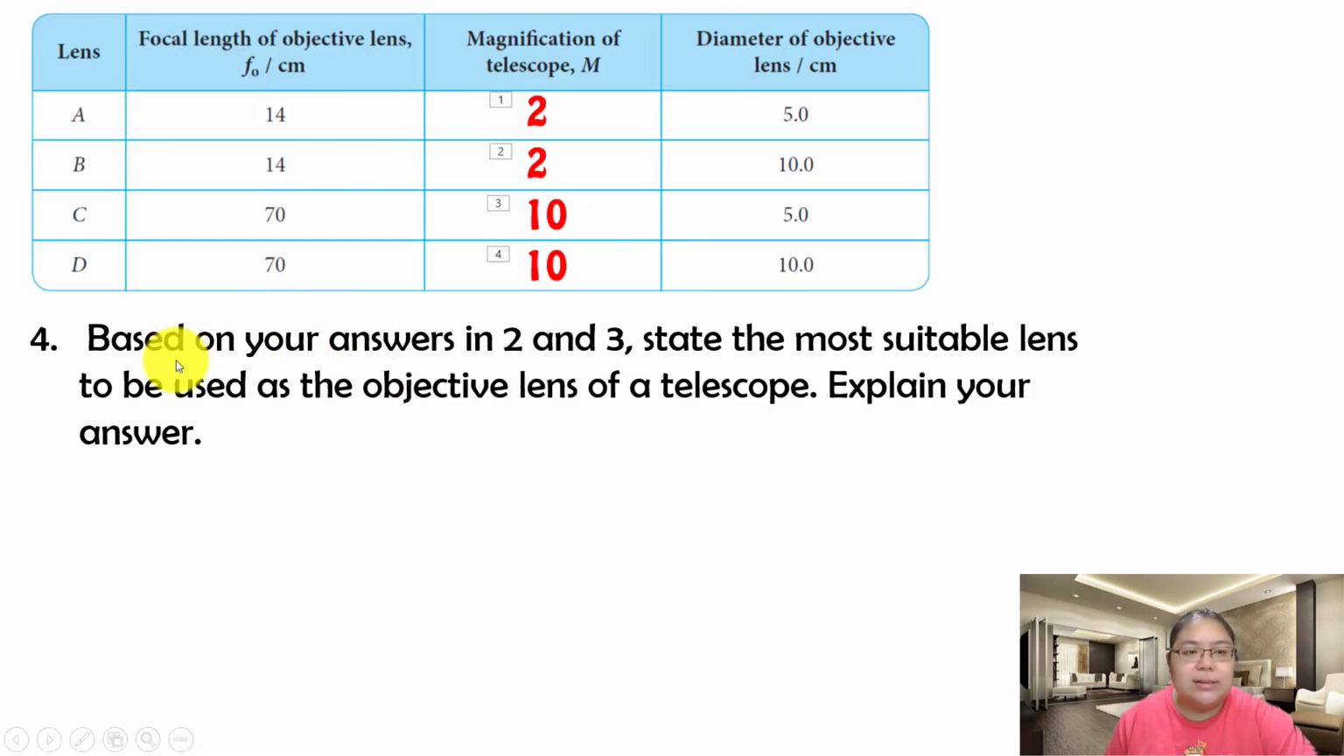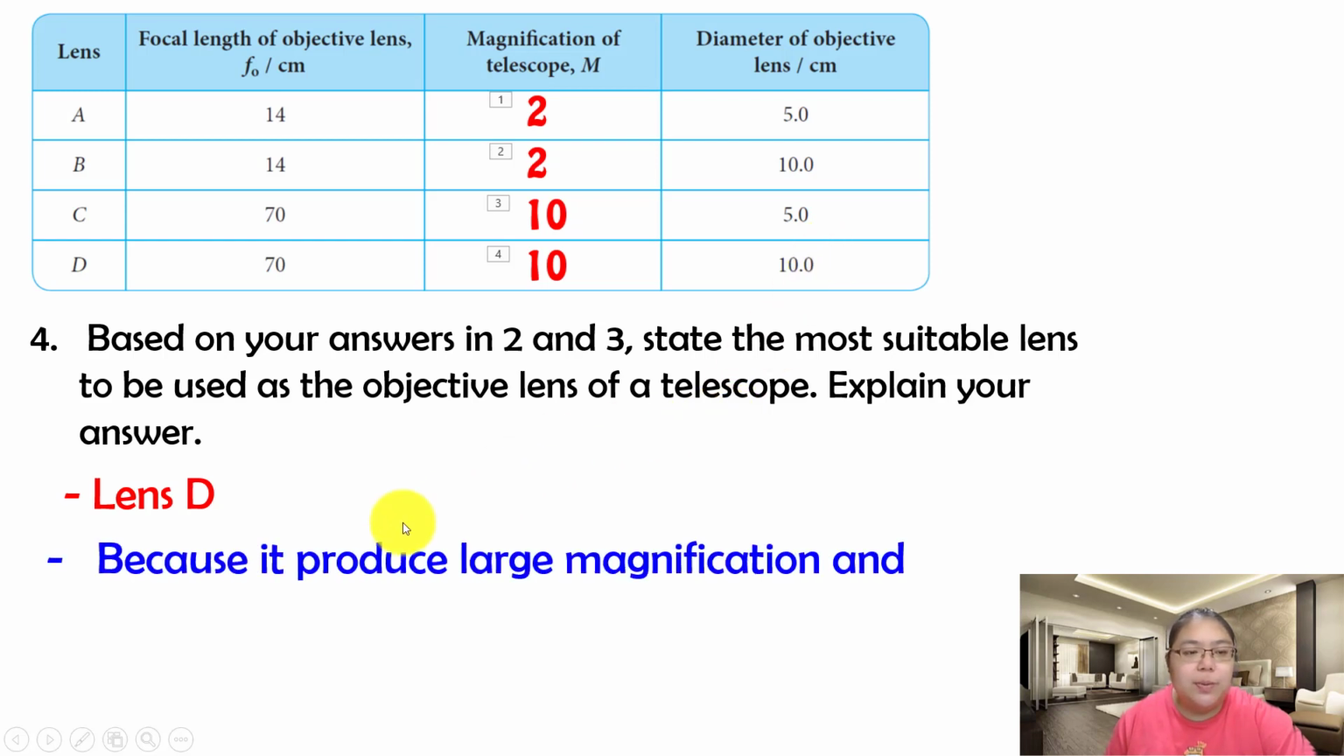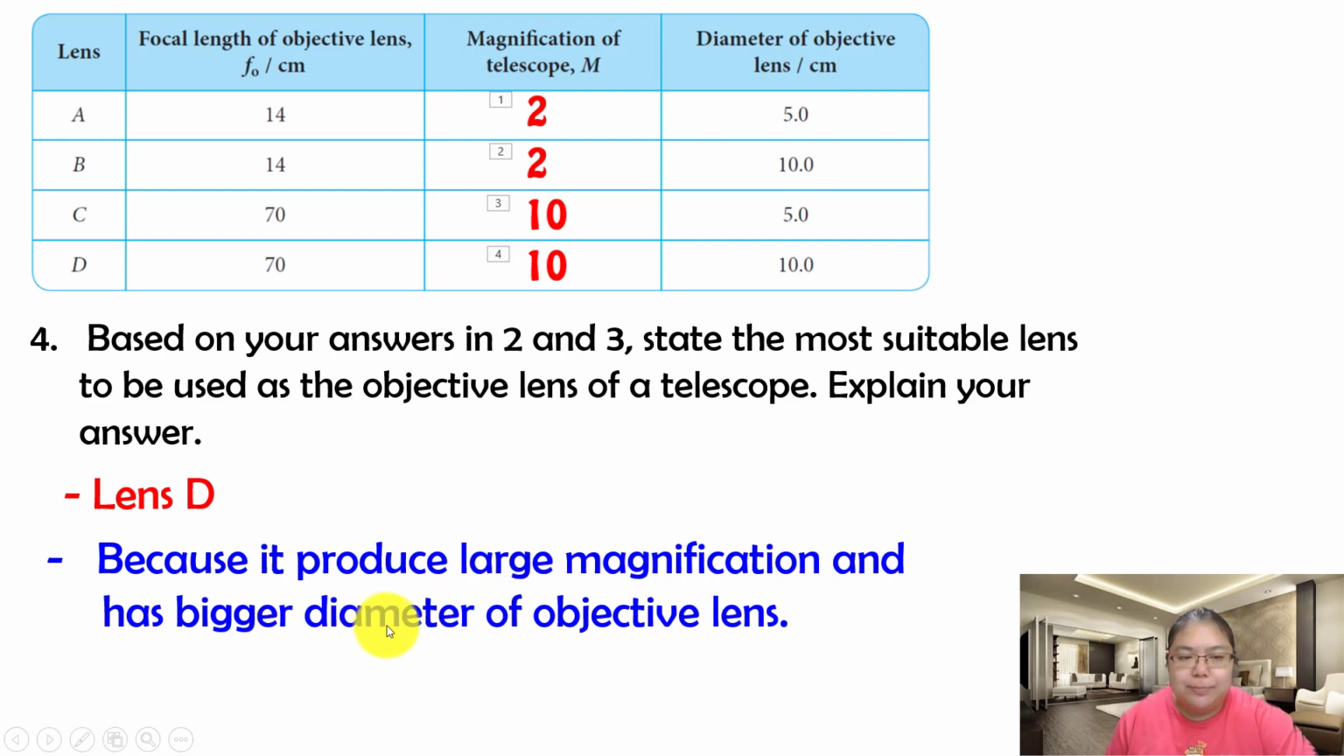Okay, the last question: based on your answers 2 and 3, state the most suitable lens. Just now we got B and D, C and D. That means the most suitable should be D. So we answer lens D. For the reason, you just explain the characteristics: because it produces a large magnification and also has a bigger diameter of the objective lens. So this one is the answer for question 4.